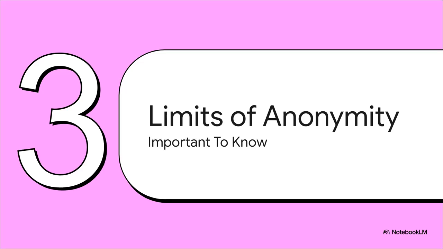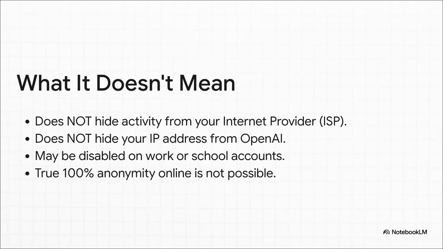Okay, so now you know how to do it. But it is just as important, if not more important, to understand what it doesn't do. The word anonymous online doesn't mean you're a ghost, so let's just set some realistic expectations here. These are the big buts you have to remember. Your internet provider can still see you're visiting ChatGPT. OpenAI can still see your IP address, which they need to do for the service to work and to stop abuse. And also, if you're on a work or school account, your administrator might have just turned this feature off completely. The key thing to get is that for most everyday privacy needs, this is awesome.